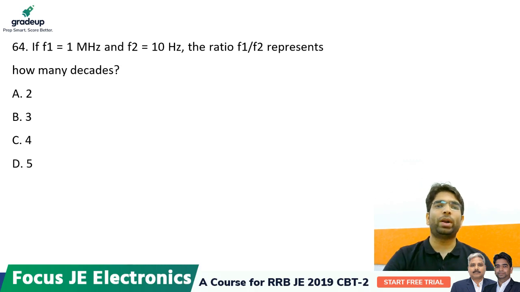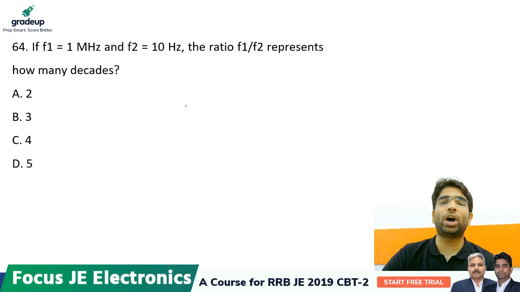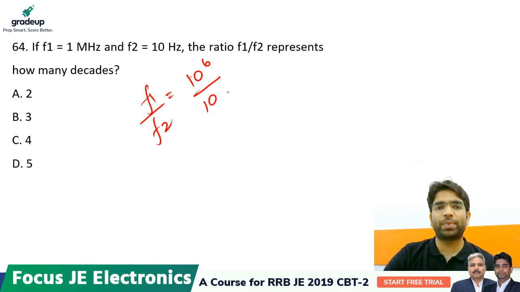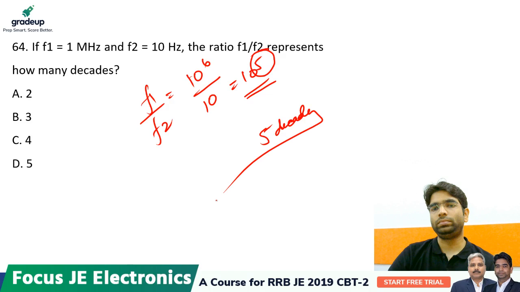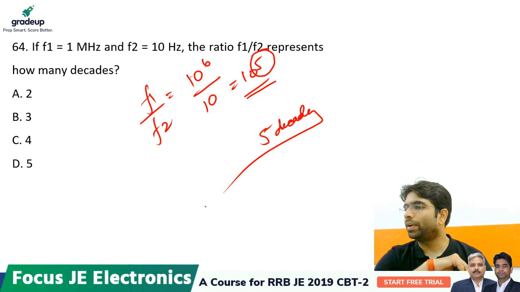If F1 equals 1 megahertz and F2 equals 10 megahertz, F1 by F2 represents how many decades? My dear friends, F1 by F2 equals 10 raised to the power 6 by 10 raised to the power 7, that is 10 raised to the power 5. How many decades are there? 10 raised to the power 5 means 5 decades are present.